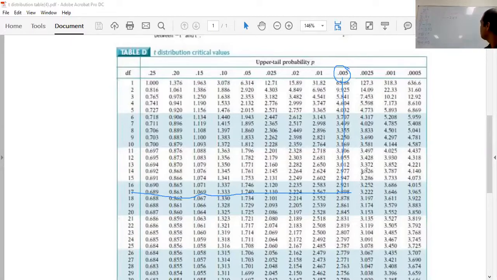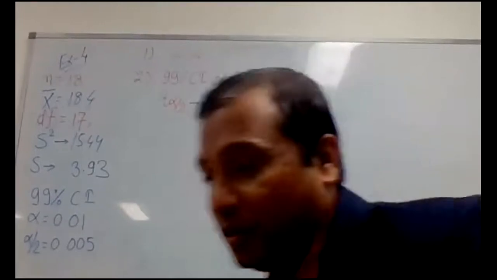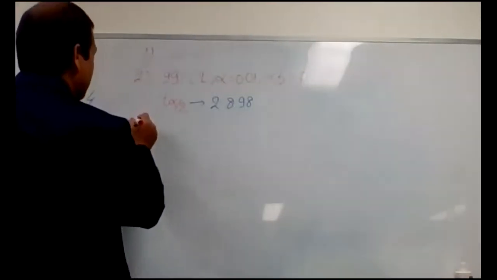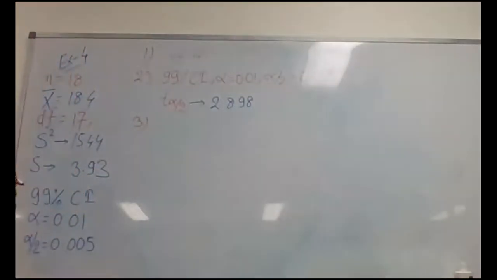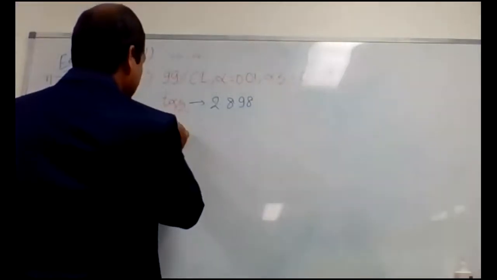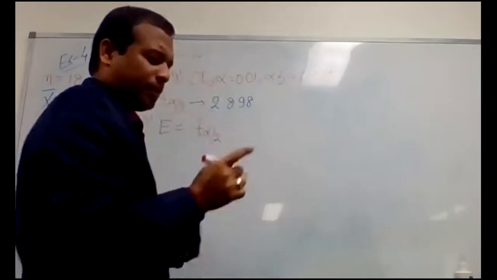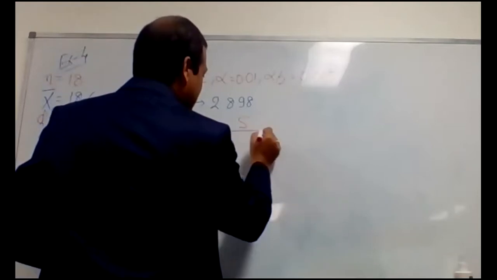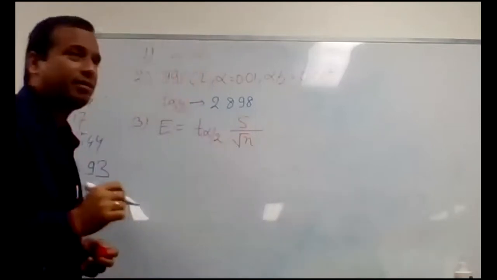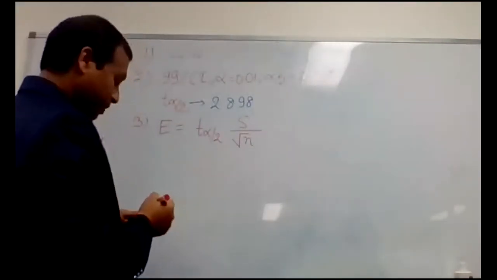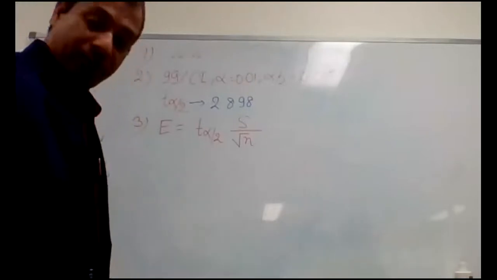Did you get the same value? 2.898? I'm sure you will get the same thing. Okay, so the next step is step number 3. You need to find out what? Margin of error, so capital E. For that you have a formula: T alpha by 2 times capital S divided by square root of n. Is it the same, right? I think so, this is the same one. Find out this value.